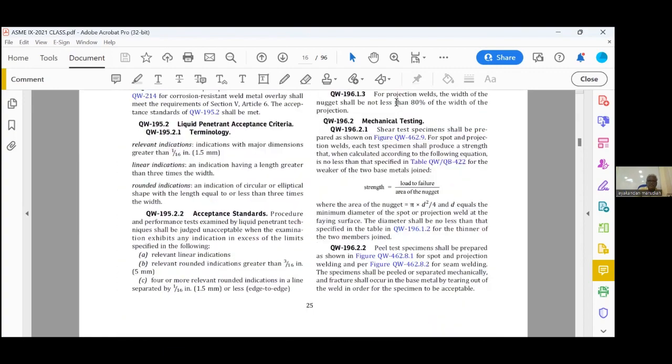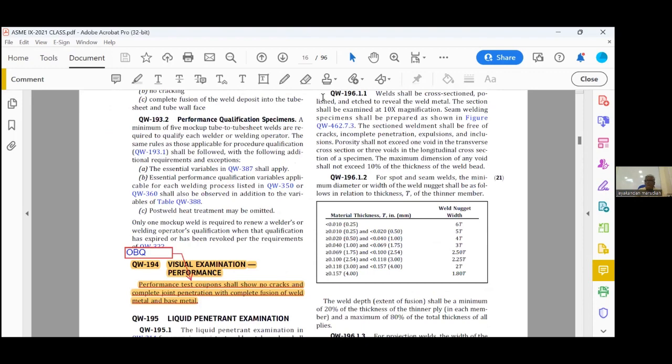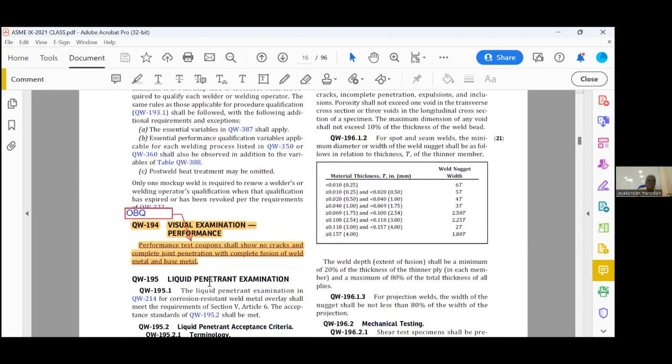Then after that, please go to page number 25, visual. Performance test coupon shall show no cracks and complete joint penetration with the complete fusion of the weld metal and the base metal. So visually you have to check no cracks, complete penetration and complete fusion.